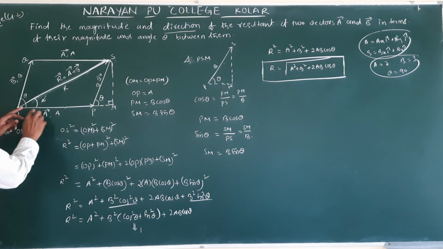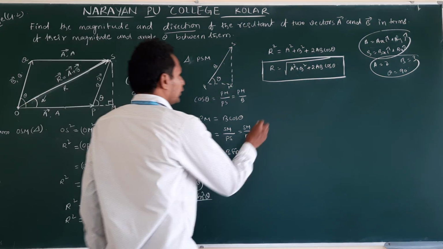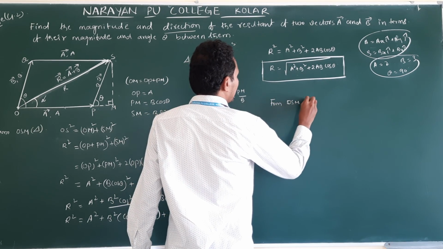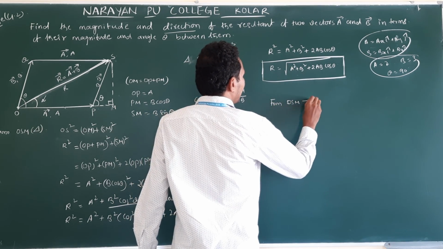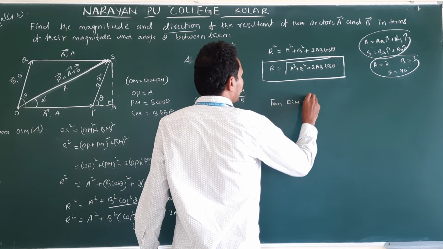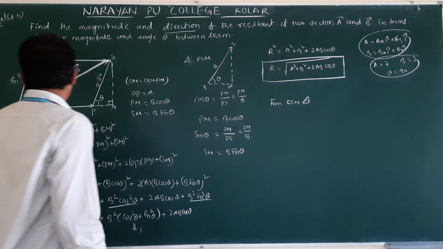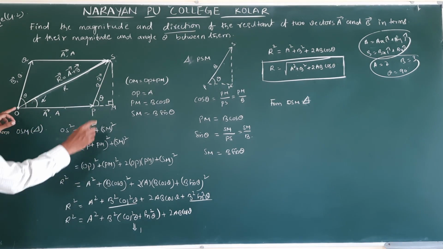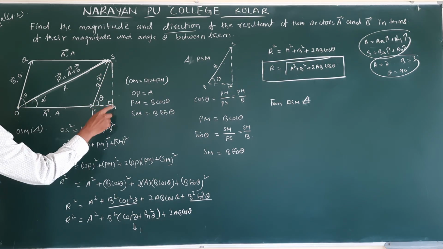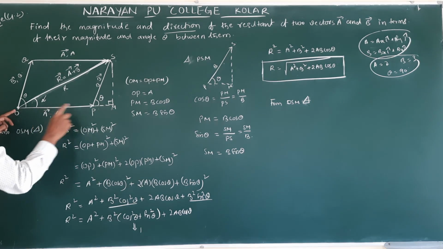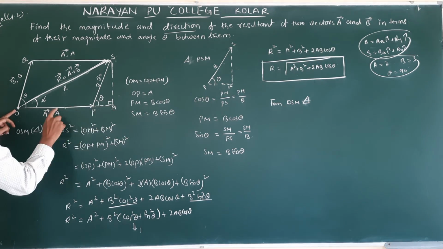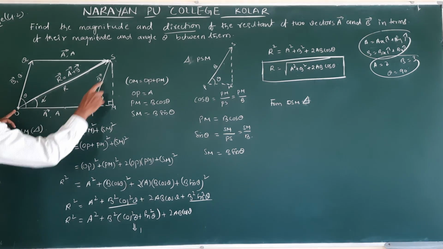Now the same triangle. From OSM, right angle triangle, what do we require? Alpha. We know this OM value. We know the SM value. Am I correct? We know the OM value. OM is nothing but OP plus PM. All known. So we know the adjacent side and the opposite side.